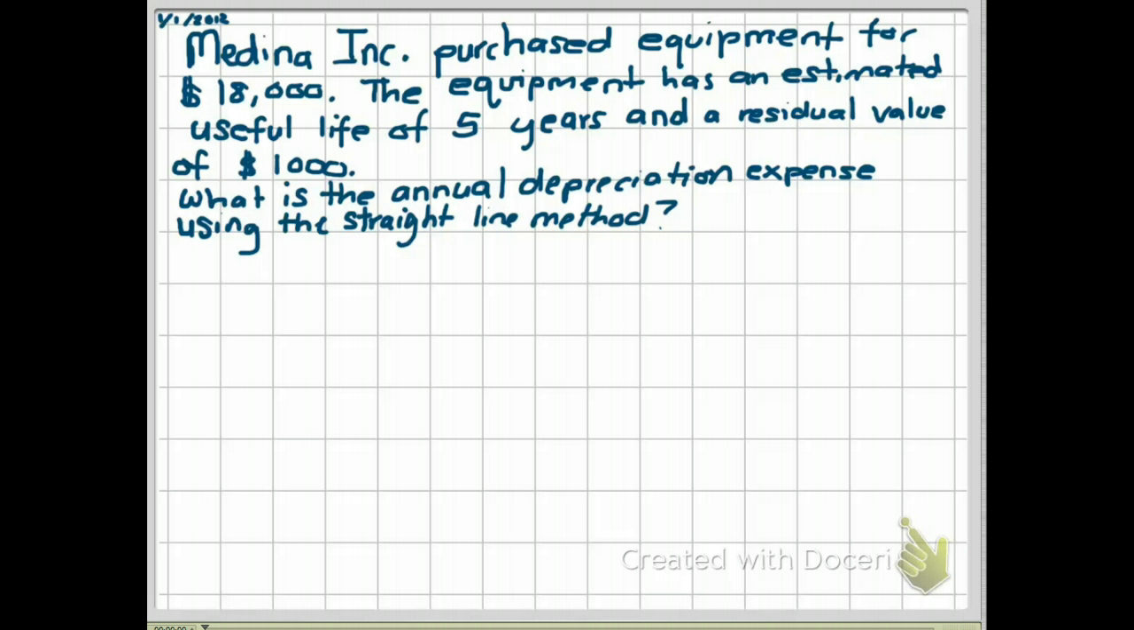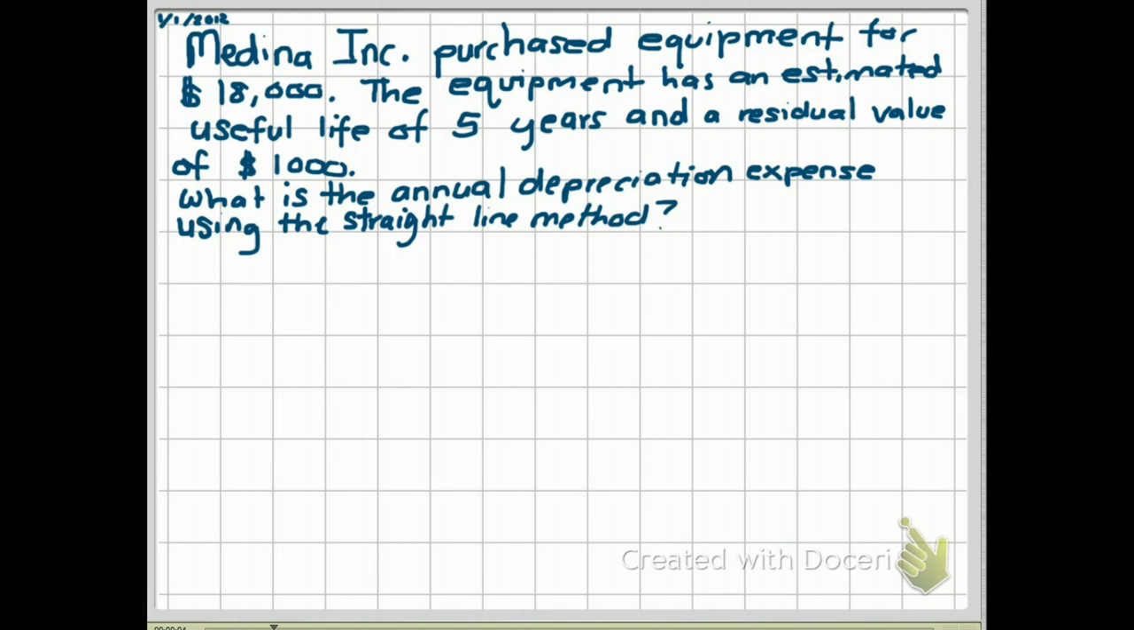Let's take a look at an example. On 1st of January 2012, Medina Inc. purchased equipment for $18,000. The equipment has an estimated useful life of 5 years and a residual value of $1,000. What is the annual depreciation expense using the straight line method? Remember, to calculate depreciation expense, you need three things. You need the cost, which they've given you to be $18,000. You need residual value, which they have told you is $1,000. And then you need to know the estimated useful life. Again, they've told you that the estimated useful life is 5 years.